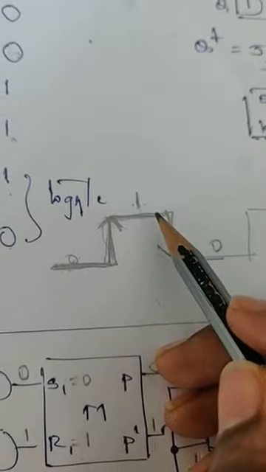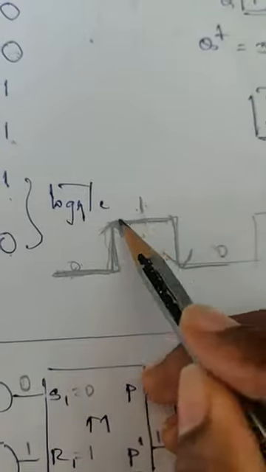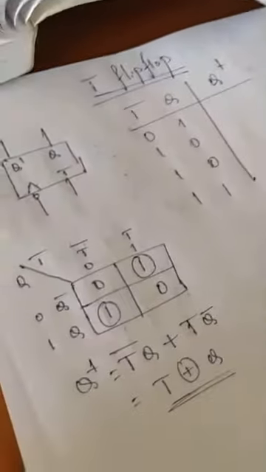Here the T flip-flop will change its state during the negative edge trigger, meaning when the system changes from 1 to 0. When it falls from high to low, then only the system will change the state. That is with respect to the T flip-flop.